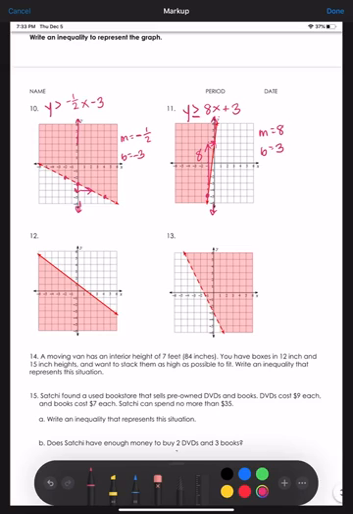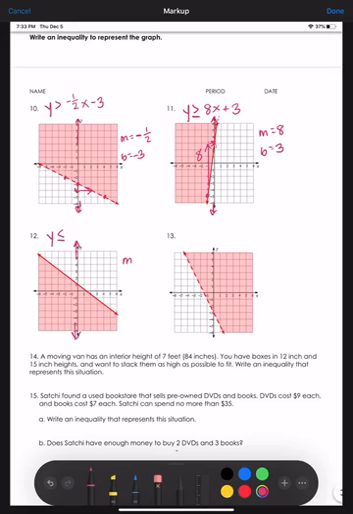Next one, I'm starting with y. Decide if it's greater than or less than. Well, this time the shading is going down. Positive y that's increasing is here. It's not shaded. Y that's going down and decreasing is shaded. So this is going to be a less than. I notice that my line is solid, so it's less than or equal to.